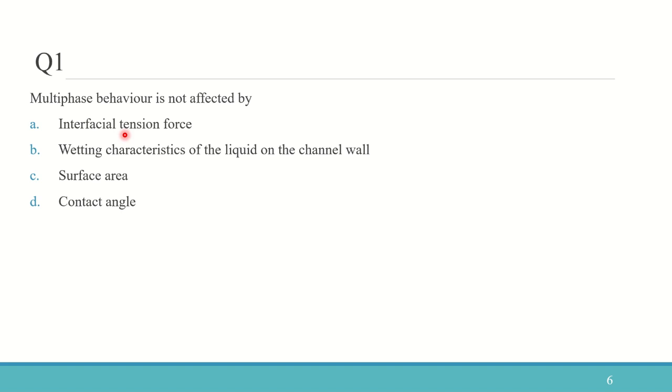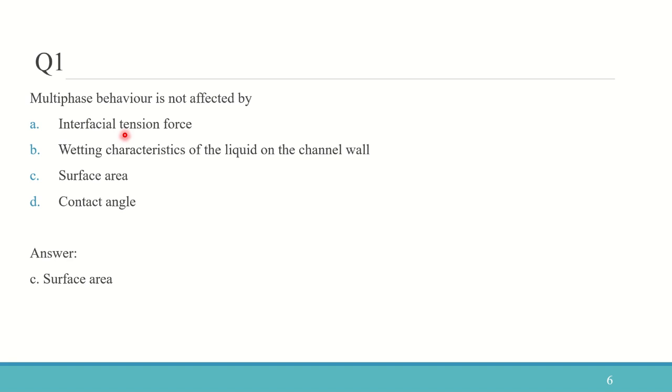So the answer is surface area. As you would have seen from the options, option C, surface area, is the right answer. Why? Because multiphase flow behavior, what does it mean? It means that gas-solid or liquid-solid or gas-liquid-solid, all those phases are inside the system, and what are the factors that would be affecting the multiphase behavior?